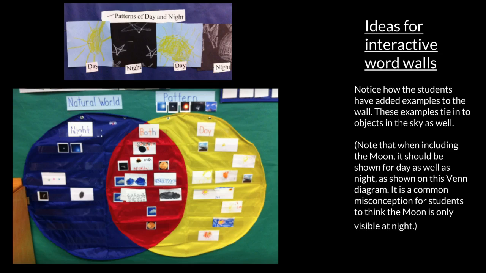And students have created examples, either finding pictures or drawing pictures of things that they would see in the day and things that they would see at night. I also love, I don't know if you can see it from this view, but they have the moon drawn right here, that can be seen in day and night, which is great. That's a misconception. A lot of times kids only think that the moon is out during the nighttime because it's easier to see at night. Sometimes when it's up during the day, the sun is too bright to see it.